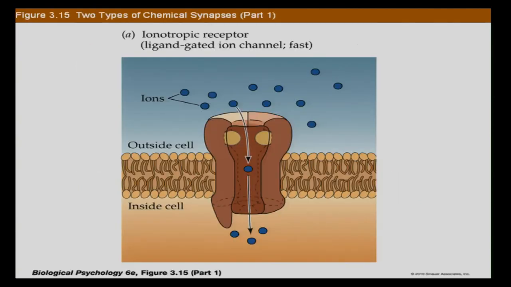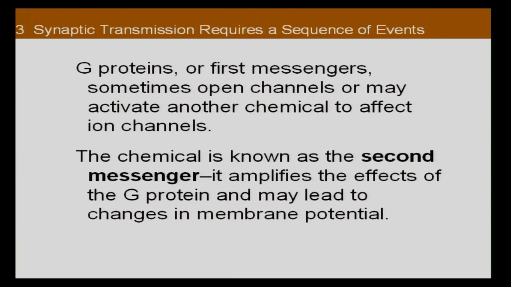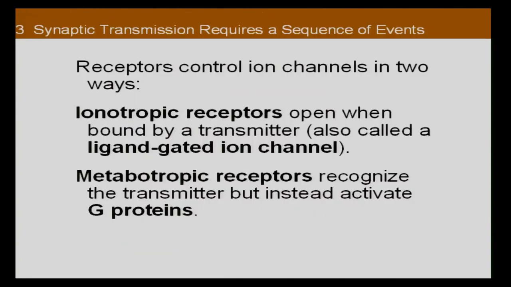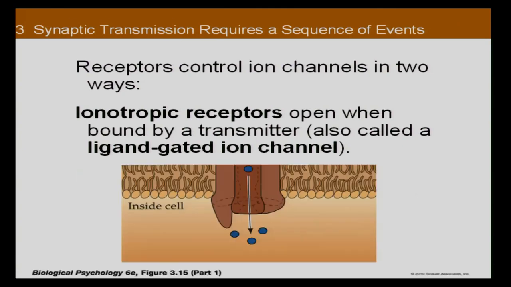Oh, sorry. Here's the ionotropic receptor. We already looked at that. G proteins, what are G proteins? G proteins are first messengers, sometimes open channels, or may activate other chemicals to affect ion channels. This chemical is known as a second messenger, and it amplifies the effects of the G protein, and may lead to changes in membrane potential. The important thing here for these metabotropic receptors is you have to understand they're much slower than the ionotropic receptors.